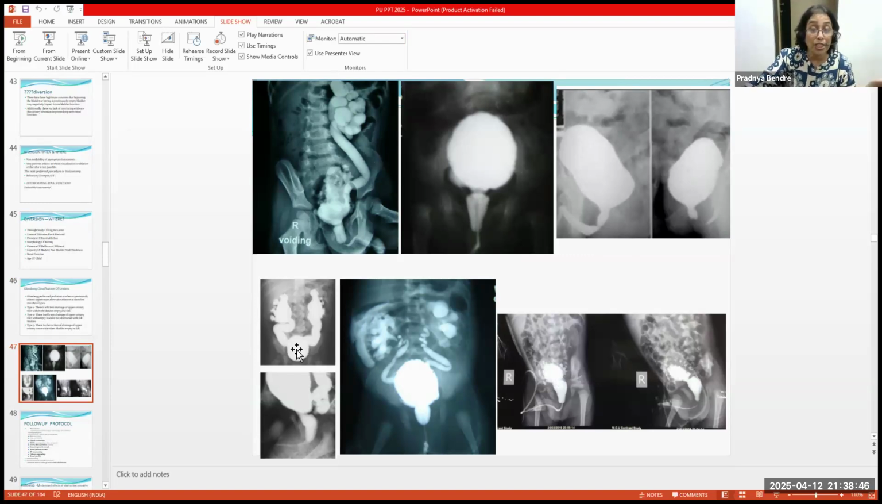Here it is always tricky. Sometimes unilateral ureterostomy doesn't work. Sometimes this is a small bladder. So vesicostomy is a challenging job.